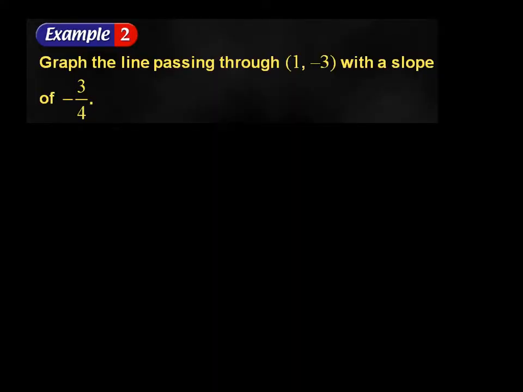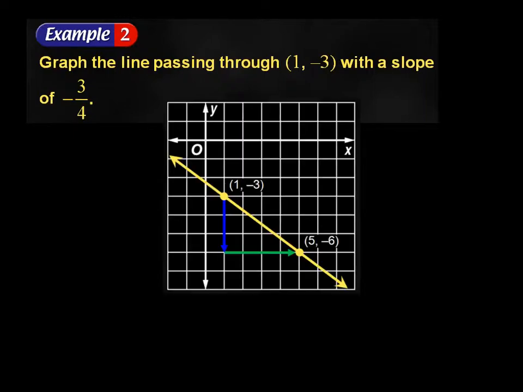This one's lovely because they just want us to graph the line through the point (1, negative 3) with a slope of negative 3/4. So we just need to plot a point at (1, negative 3), and then from there we're going down 3 over 4, and we could keep going on forever, down 3 over 4. Or if we had to go backwards because your piece of graph paper didn't fit it right, you could go up 3 and backwards 4.